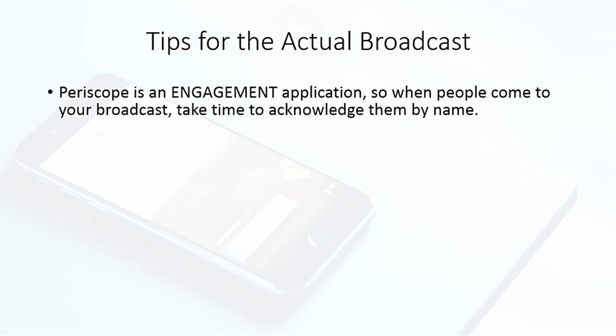Now, Periscope is an engagement application. The benefit of having a live stream, the benefit of having people that are going to be present who can comment to you and giving you the ability to easily comment back is to be able to engage them. So when people come to your broadcast, make sure to acknowledge them by name. Make sure to acknowledge that they are present, that if you know them from the past, that you somehow indicate some familiarity or indeed some level of intimacy.